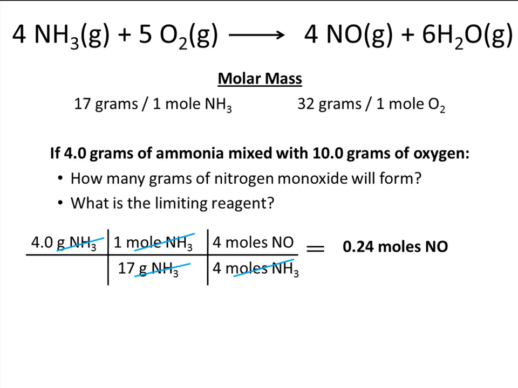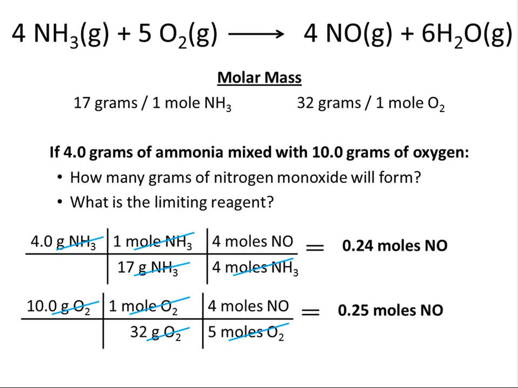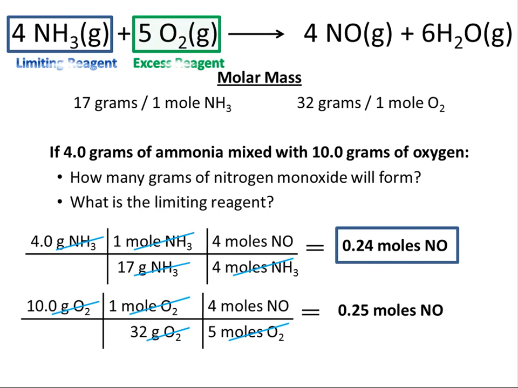Pause the video to calculate the moles of NO formed from 10 grams of oxygen. From 10 grams of oxygen, 0.25 moles of NO can be made. Because ammonia can only form 0.24 moles NO, while oxygen can form 0.25 moles of NO, ammonia is the limiting reagent. It limits us to only forming 0.24 moles of NO. Therefore, 0.24 moles of NO will be formed.